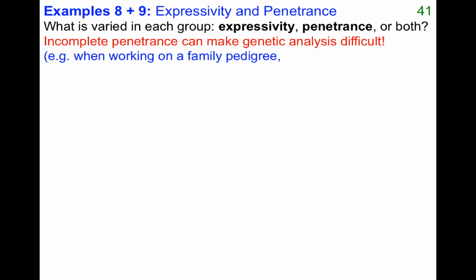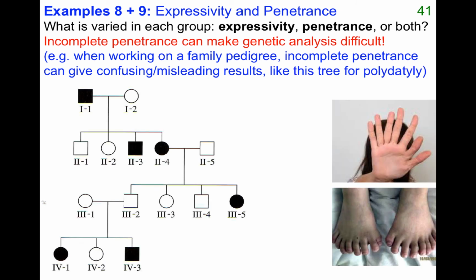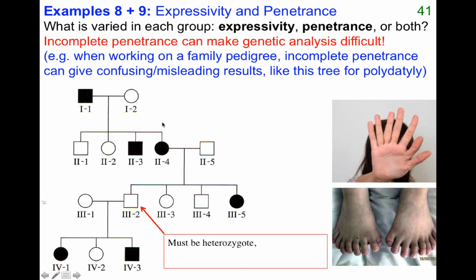So just to show you an example, when you're working on a family pedigree, if there's incomplete penetrance, you can get confusing or misleading results. For example, here's a tree for polydactyly, where you would expect this individual to be heterozygous. In order to pass on a dominant disorder allele to these two offspring, one of these people has to have the dominant allele. It looks as though it should be this one because they have a family history of it, but because it's not expressing the trait because of incomplete penetrance, analyzing this tree would make things very confusing.